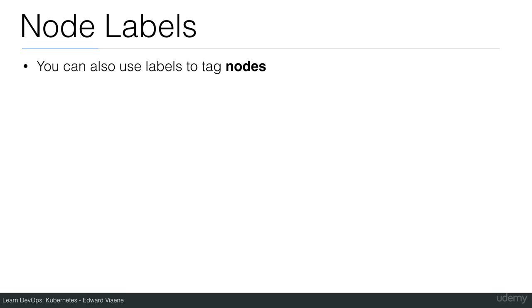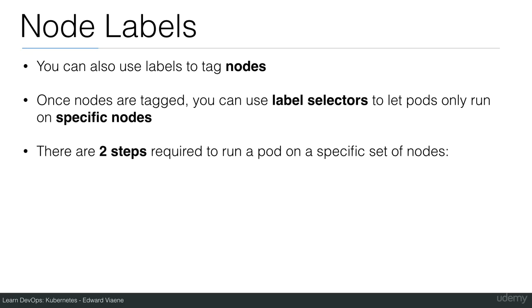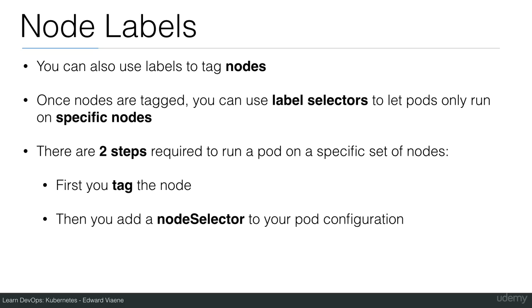You can also use labels to tag nodes. Once nodes are tagged, you can use the label selector to let pods only run on specific nodes. There are two steps required to run a pod on a specific set of nodes. First, you tag the node itself. Then you add the node selector to your pod configuration. It can be to a single pod or a pod template within, for instance, a deployment.